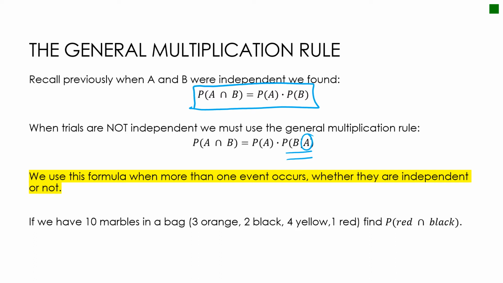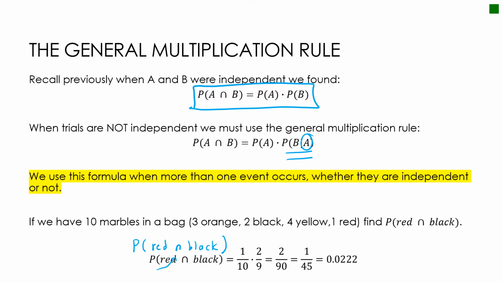So let me give you an example. I have 10 marbles in a bag, 3 orange, 2 black, 4 yellow, and a red. I'm finding the probability of red and the probability of black. So probability of red intersect black. And a lot of people get confused because intersect means a different thing when we're looking at an addition question than at a multiplication question. They're the same concept, but a little bit different. So just kind of keep them separate.